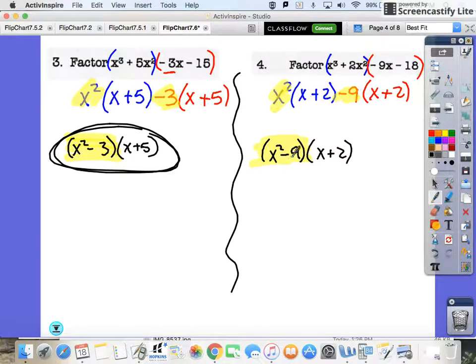This is the difference of two squares. You guys might notice that 9 is a perfect square, so we can actually take this a step further to x plus 3, x minus 3, and then x plus 2. It looks worse, but it's easier when you get to the solving portion.